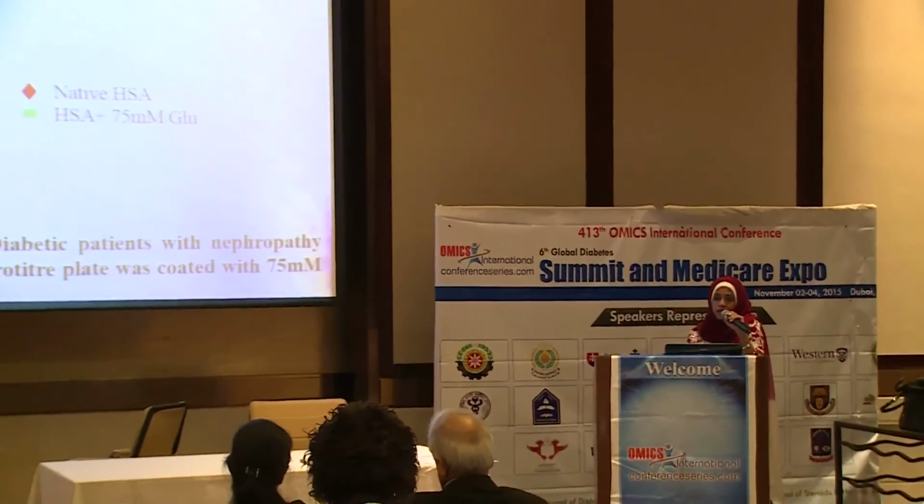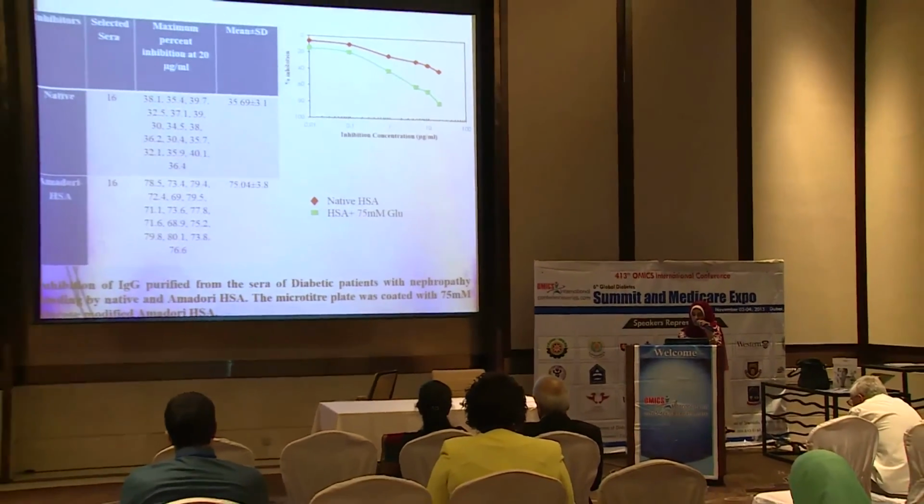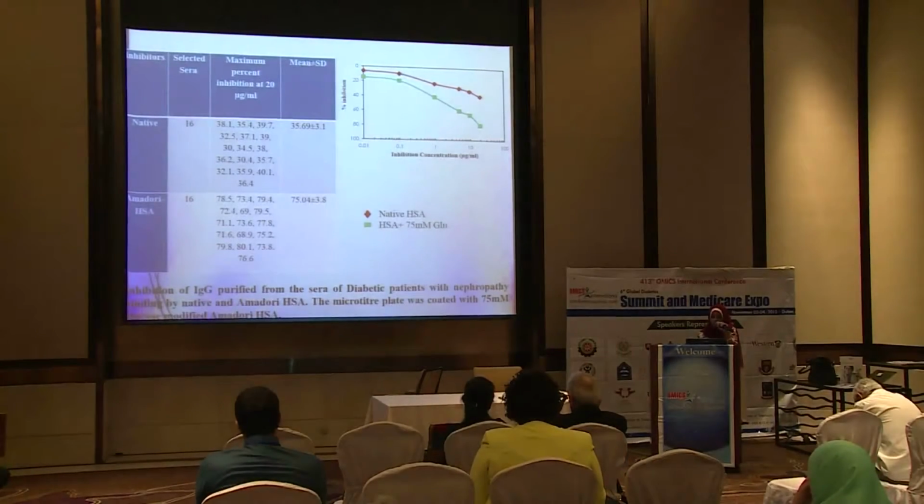These are the results of inhibition ELISA. We can see that with native HSA used as an inhibitor, the mean of 8 sera was 30.37, and the mean of 8 sera without complication with Amadori-HSA was 57.17. In the case of diabetic patient sera with nephropathy, the percent inhibition is high: it was 75.04 with Amadori-HSA and 35.69 with native HSA. These results show that the specificity of antigen against Amadori-HSA is very prominent in the diabetic nephropathy patients in comparison to the diabetic patients without complication.